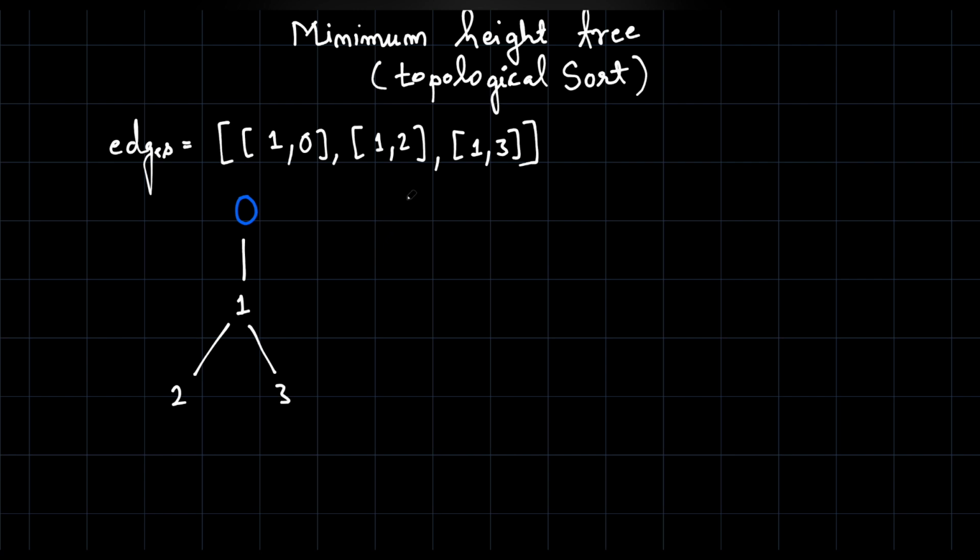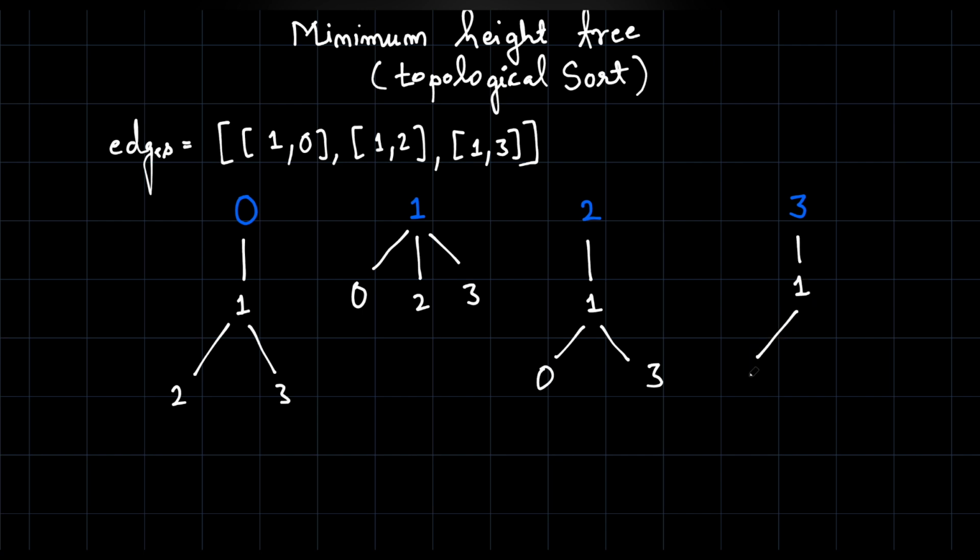If we choose 1 as a root, we go to 0, 2 and 3. If we choose 2 as a root, we can move to 1, and from 1 we can move to 0 and 3. If we take 3 as a root, from there we can move to 1, and from 1 we can move to 0 and 2.